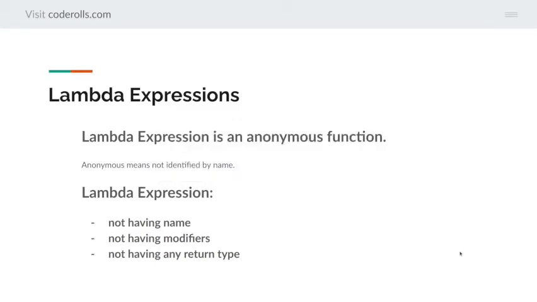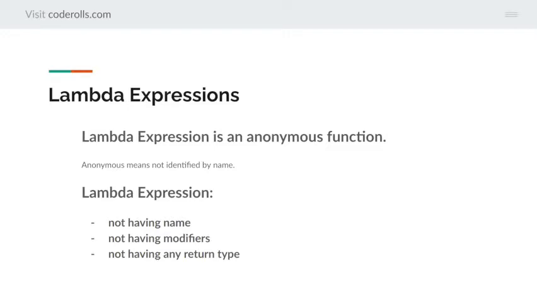Welcome back, and now we will see Lambda expressions. In Java 8, a Lambda expression is an anonymous function. Anonymous means not identified by name. So we can say Lambda expressions will not have a name, modifier, and a return type.